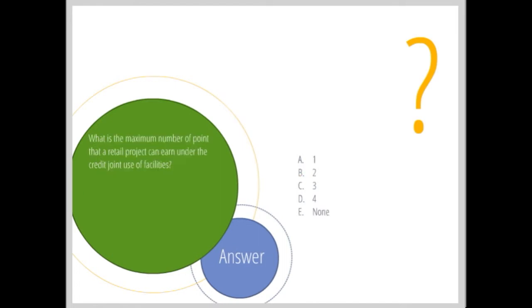What is the maximum number of points that a retail project can earn under the credit Joint Use of Facilities? The correct answer is none. The credit Joint Use of Facilities applies only to schools.